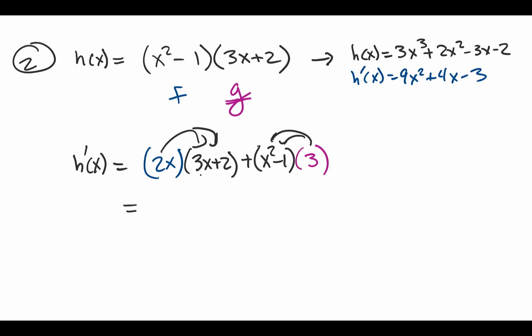We get 2x times 3x, that's 6x squared, plus 4x, and now we get plus 3x squared minus 3, so we clean it up, so we get 6 plus 3 is 9 of them, and then we get plus 4x minus 3.